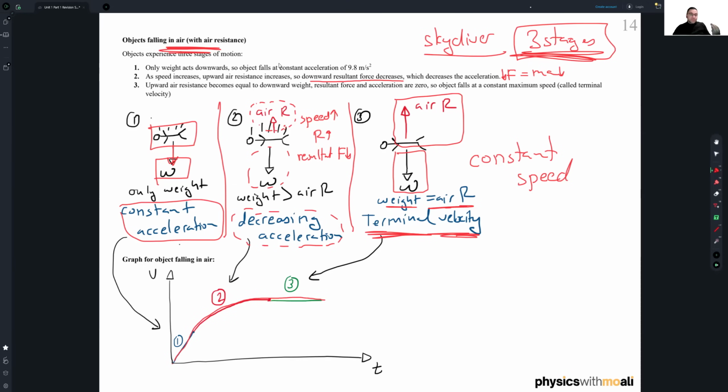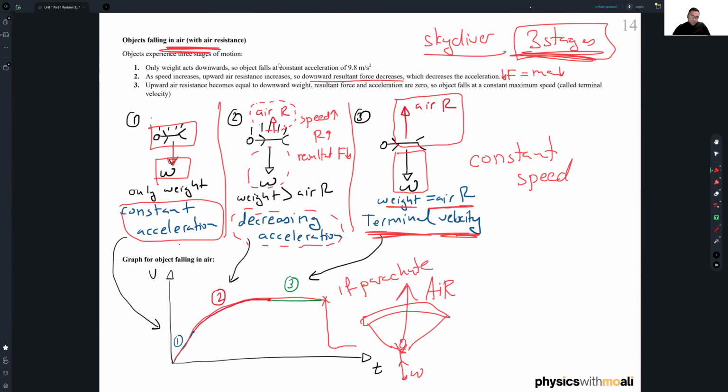Now, if there's a parachute, and you open it, it suddenly drops your speed, and then you move at a constant speed again. That's if there's a parachute. Because the air resistance suddenly increases. I'm not going to write air resistance. You know it's air resistance. And it becomes greater than the weight.